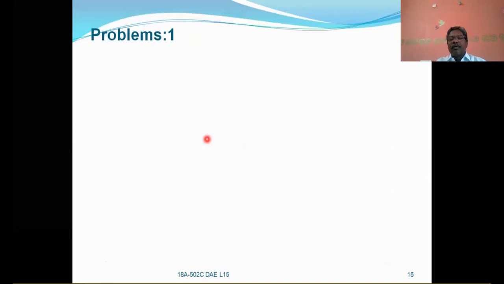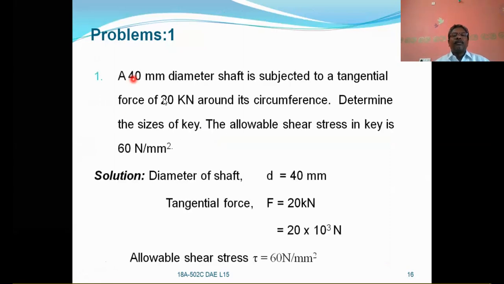So let us solve some of the problems. So far we had discussed the design of the shaft and key, the proportions of the sunk key, and how to determine the length of the key. Let us have a small problem. So let us see this problem.